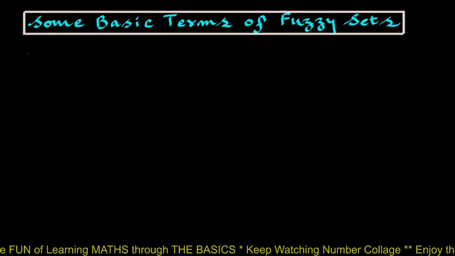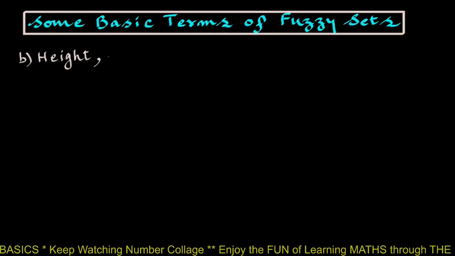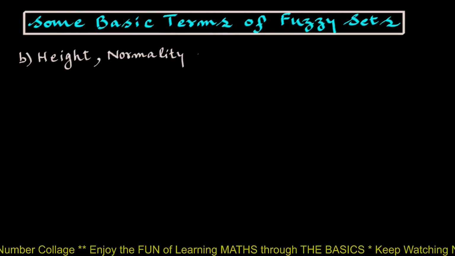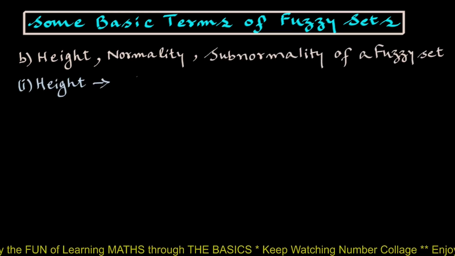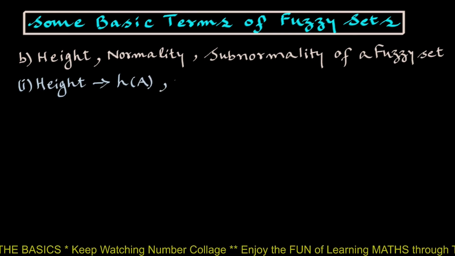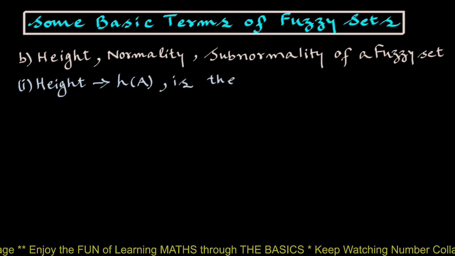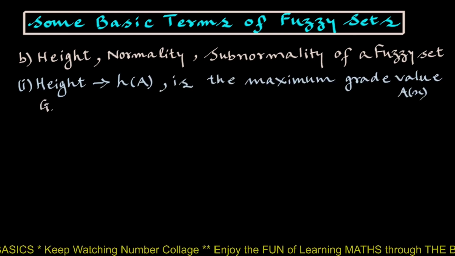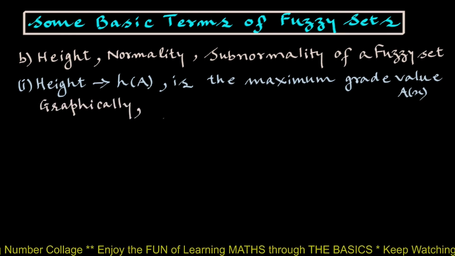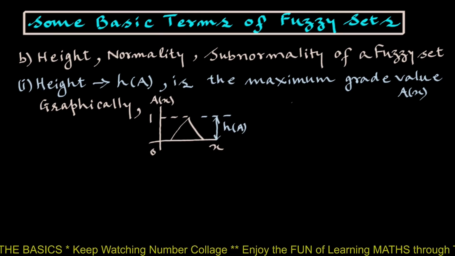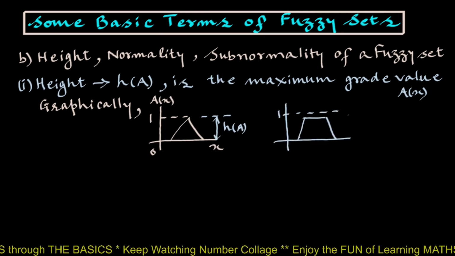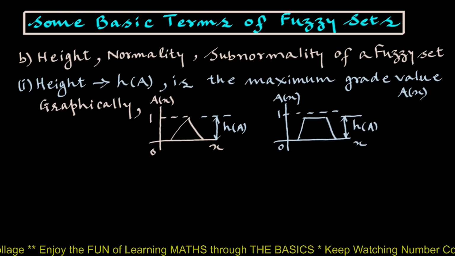Next basic terms are height, normality, and subnormality of a fuzzy set. First, height, which is denoted by h of A, is the maximum grade value A of x. Graphically, for a triangular fuzzy set, this is height of A, h of A, or for a trapezoidal fuzzy set, say for this is height h of A.